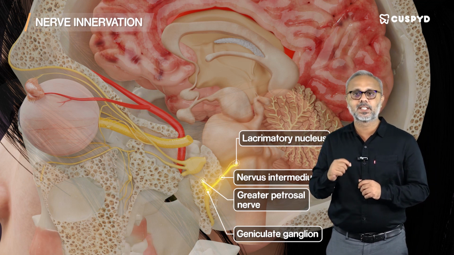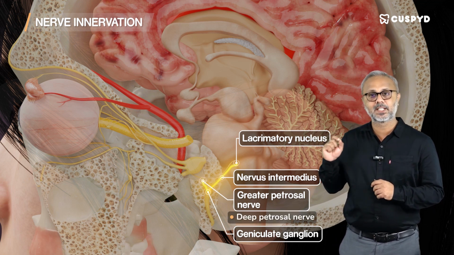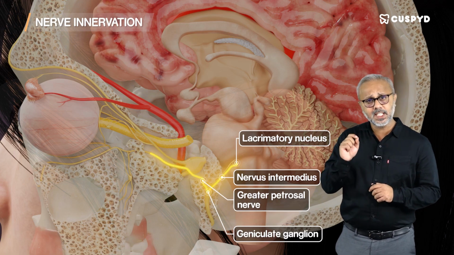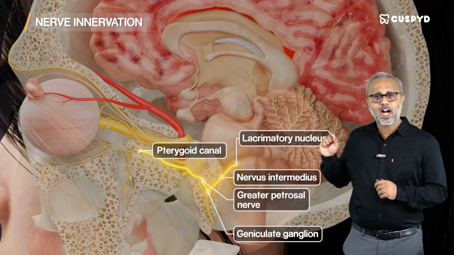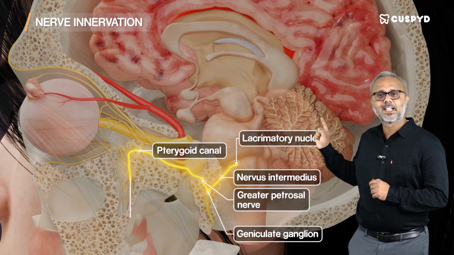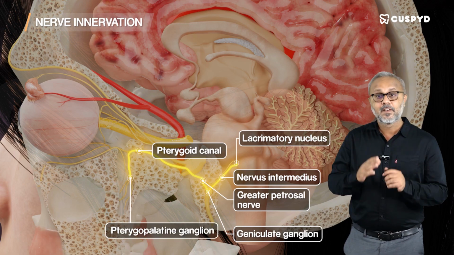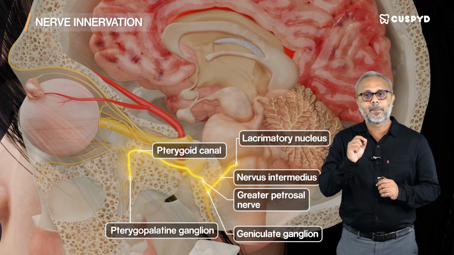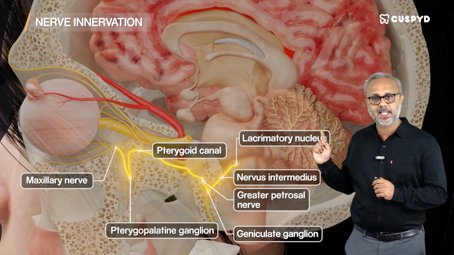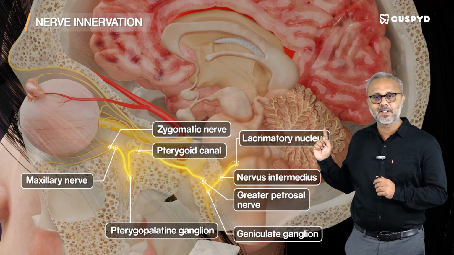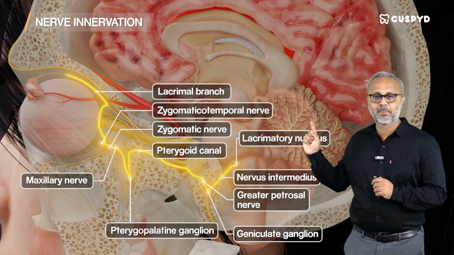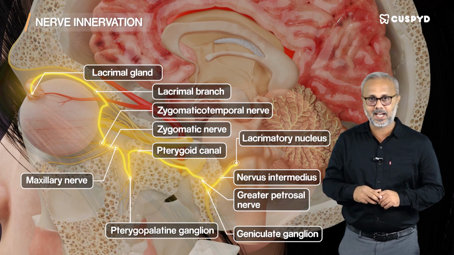This joins with the deep petrosal nerve, forming the nerve of the pterygoid canal or Vidian's nerve. This nerve of the pterygoid canal ultimately relays in the pterygopalatine ganglion. From the pterygopalatine ganglion, postganglionic fibers arise, pass successively through maxillary nerve, zygomatic nerve, then through zygomaticotemporal nerve and through the lacrimal branch supply the lacrimal gland.